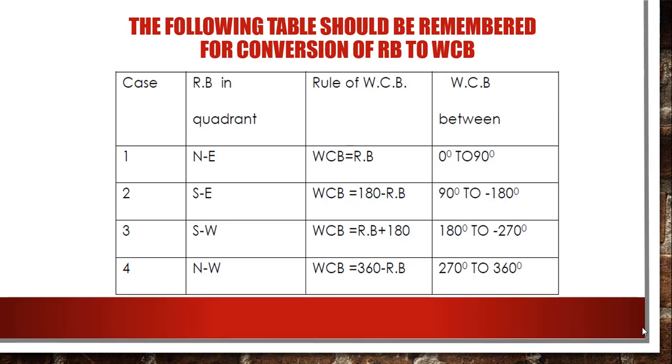Now the third case, when the RB lies in the southwest quadrant, that is the third quadrant, for getting the whole circle bearing, you have to add 180 degree to the RB value. So the whole circle bearing lies between 180 degree to 270 degree. And in the fourth case, if the RB lies in the fourth quadrant, that is northwest, then for getting the whole circle bearing, you have to deduct RB value from 360 degree, and the whole circle bearing lies between 270 degree to 360 degree. So basically this is the overall conversion of RB to WCB with respect to quadrants.